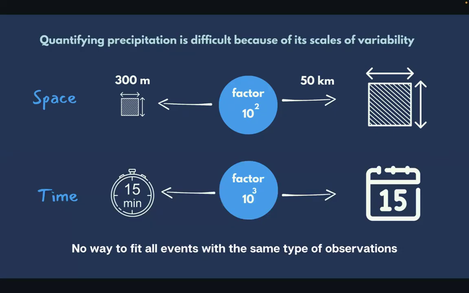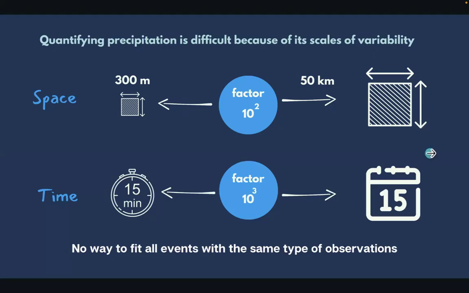And there is no way to capture all these events with the same type of observations. This is also the key aspect of why models struggle to cope with this great variability, because there are so many scales that we have to bring together. And this is also one of the causes why we have so many biases in precipitation.